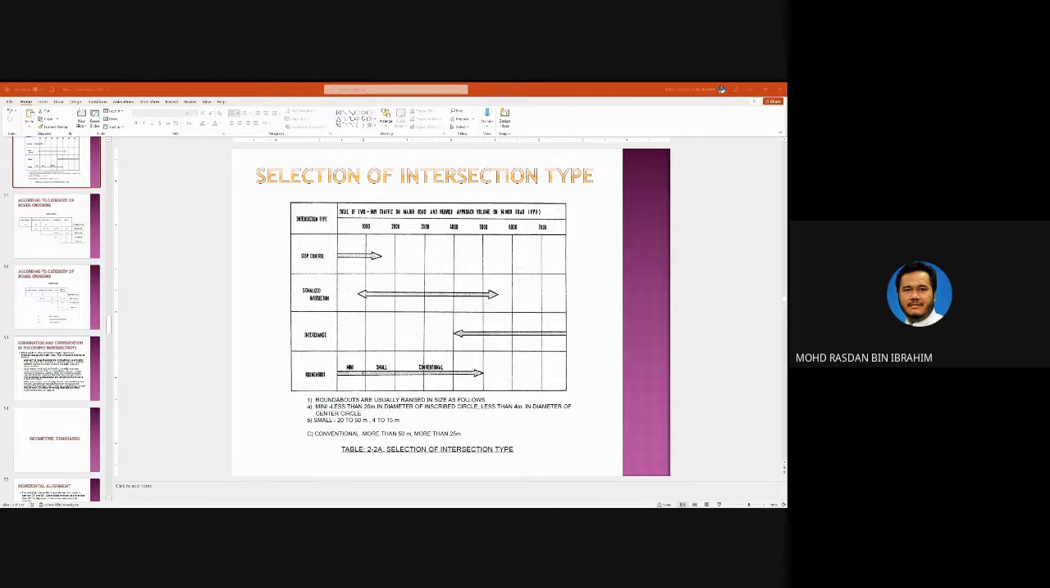So please avoid this kind of thing. But this kind of thing is normally not under the jurisdiction of JKR or large consultants. It is being done by municipal councils. But at least they are trying their best. You can see all these traffic devices are in place, but it is not suitable. Not suitable for pedestrians, not suitable for bicyclists. It's not even suitable for cars.